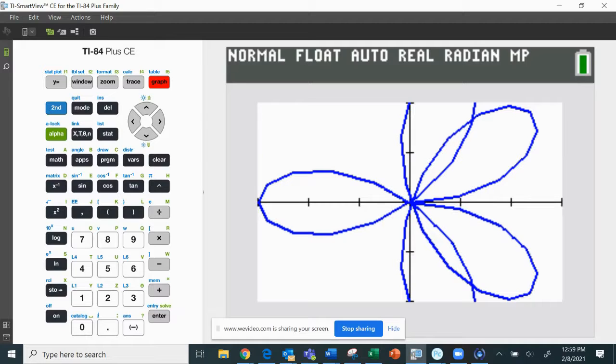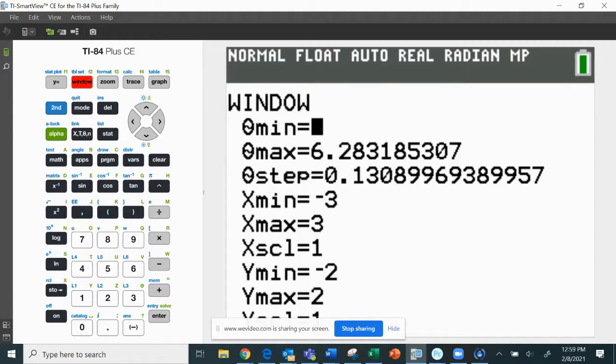No? Okay. So anyway, what you can do is you can go to your window and see the theta min to theta max. That's right now from 0 to 2 pi. I can change that to whatever I want it to be. So I'm going to change my theta max to be higher. It's at 2 pi right now. I'm going to change it to 3 pi and see what that does to my graph.